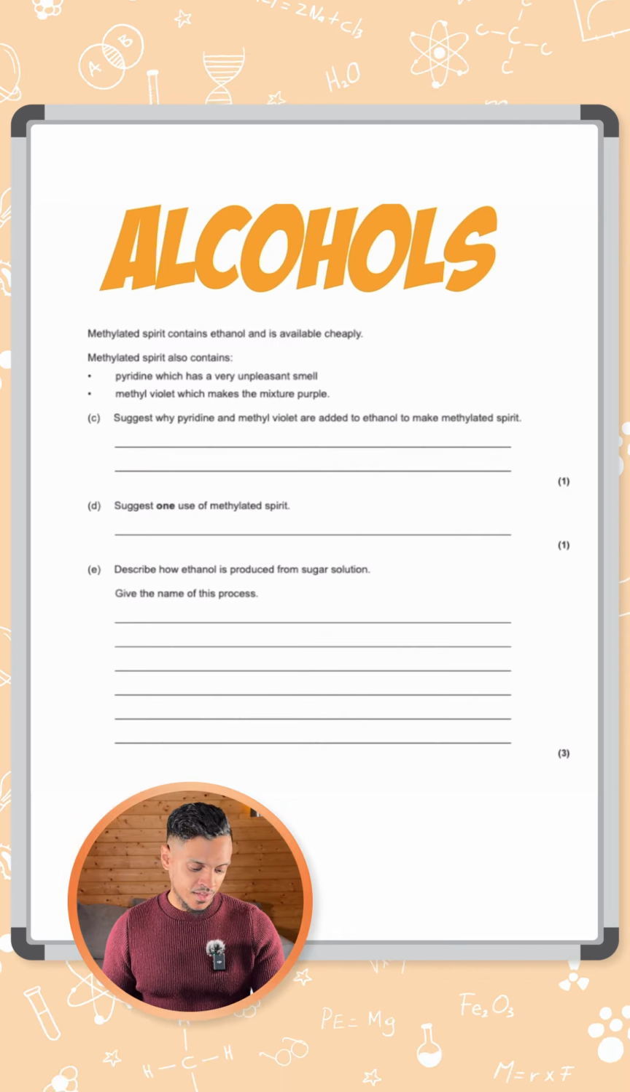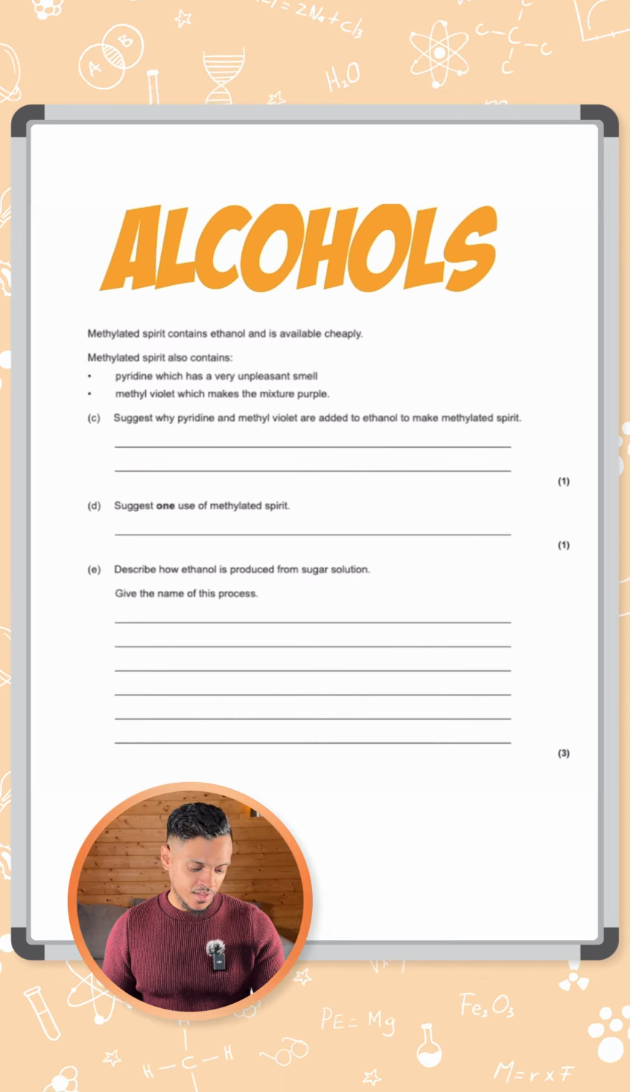Now, the next part says suggest one use of methylated spirit. This is just the uses of alcohols that you need to know. Some of the ones you can mention are as a fuel, as a solvent, or as an antiseptic. Any of those three will give you a mark. So let's just say used as a fuel.